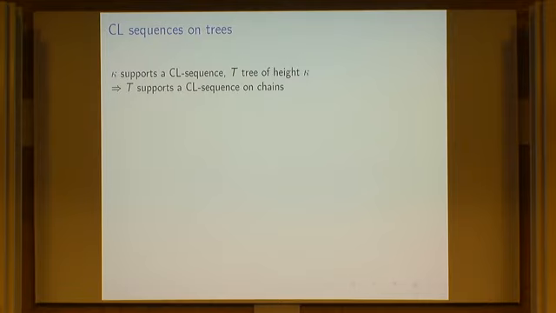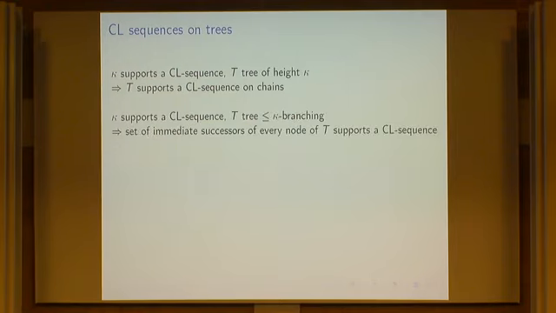And here I am passing exactly to a CL sequence on kappa, to a CL sequence on chain. So meaning that I have arbitrarily large unions as far as I keep on chains. Then if I have kappa supporting a CL sequence and T a less than kappa branching tree, then the set of immediate successors of every node supports a CL sequence. This is trivial.